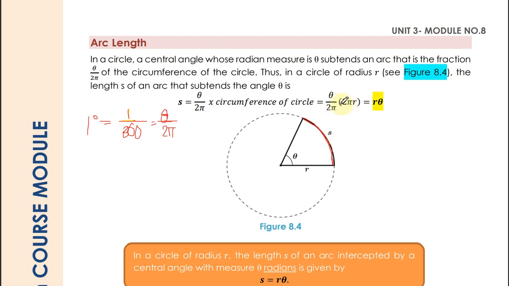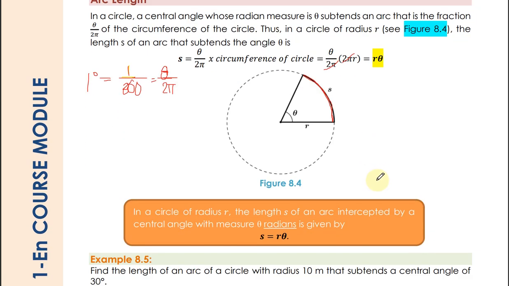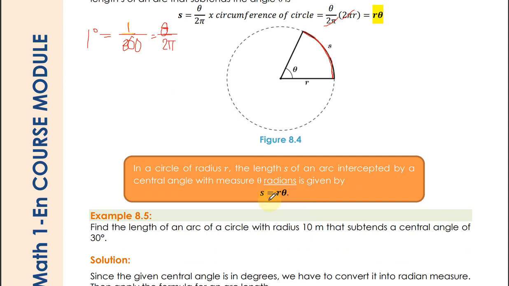Since 2 pi r is common, we can cancel out 2 pi r. So what remains is the angle and r. Okay? Which means our arc length is equal to r times the angle theta in radians. So in a circle of radius r, the length s of an arc intercepted by a central angle with measure theta, in radians, is given by s is equal to r theta.